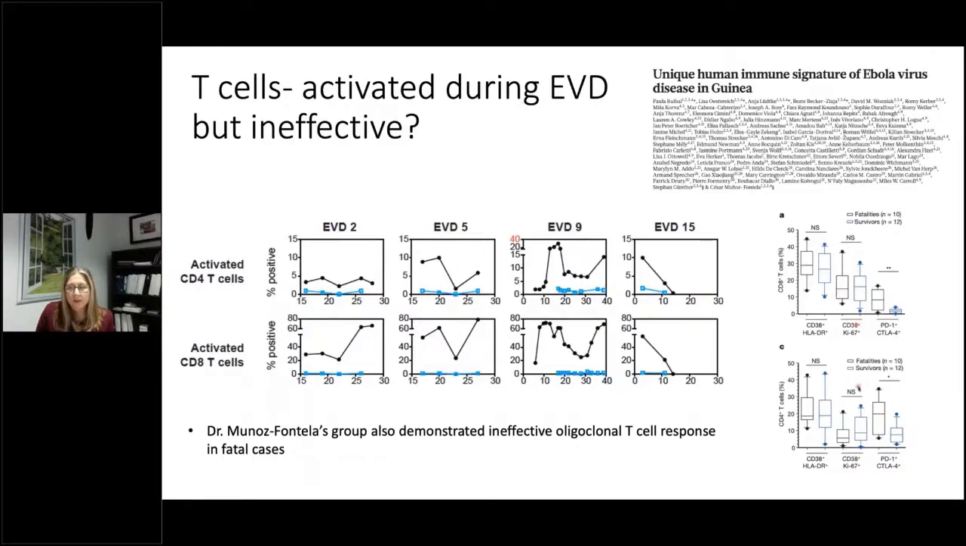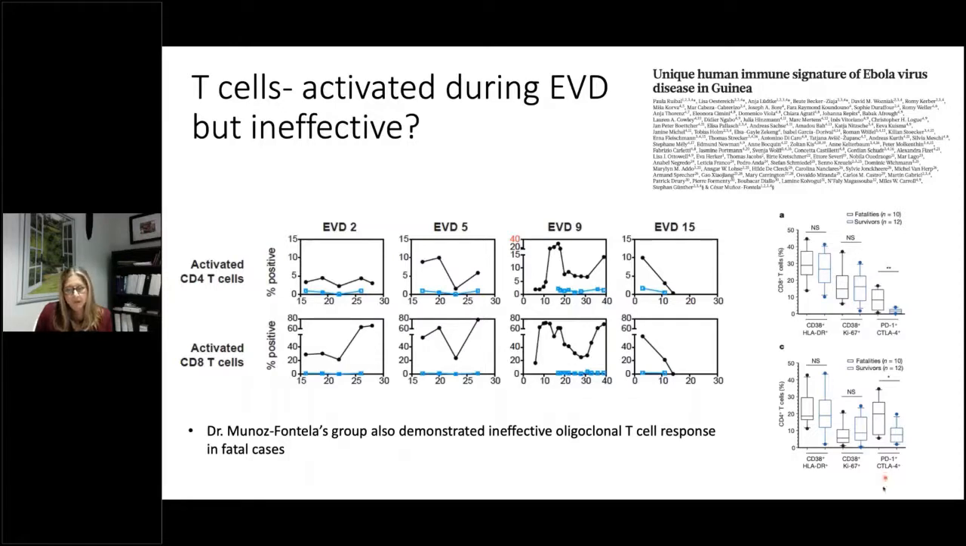But when they looked at CTLA4 and PD1 markers on those activated T cells, they saw that patients who died had higher levels of these markers. Now, these markers are known to increase in the context of acute expansion, and there's a direct association with a lot of viral load and patient outcomes being negative. So it may be that these markers are upregulated because there's a lot of viremia in these patients.